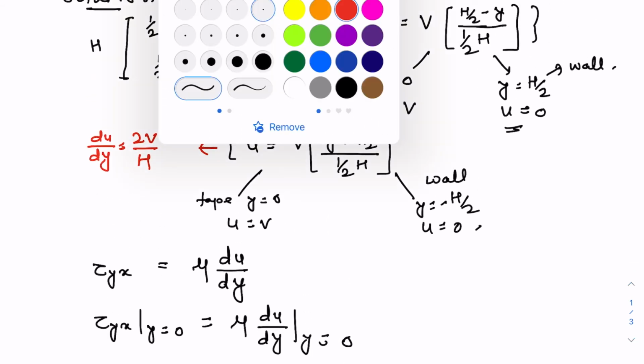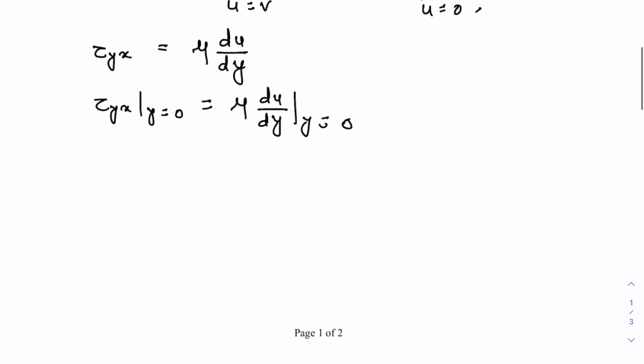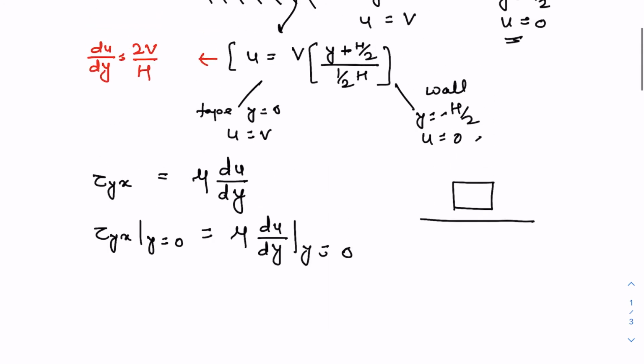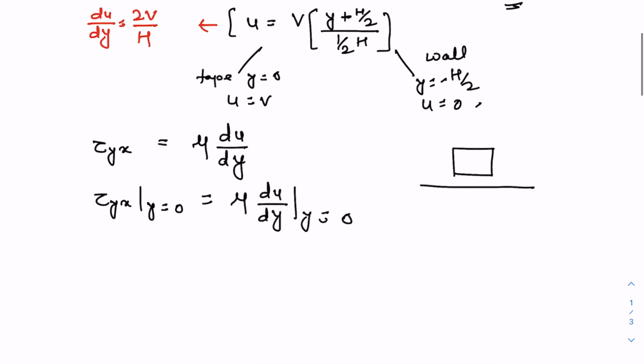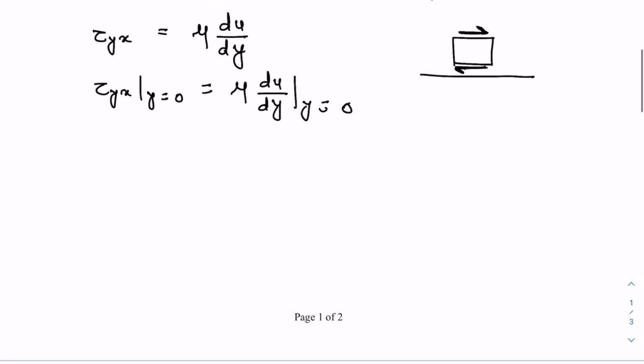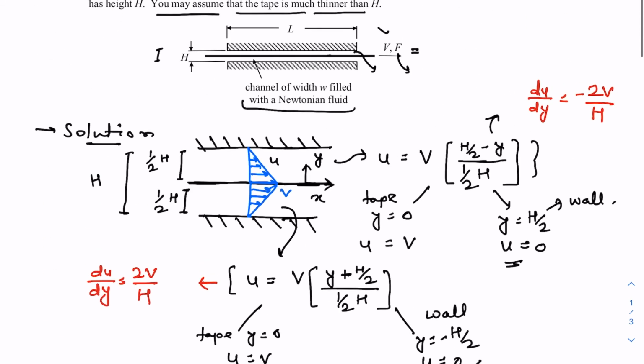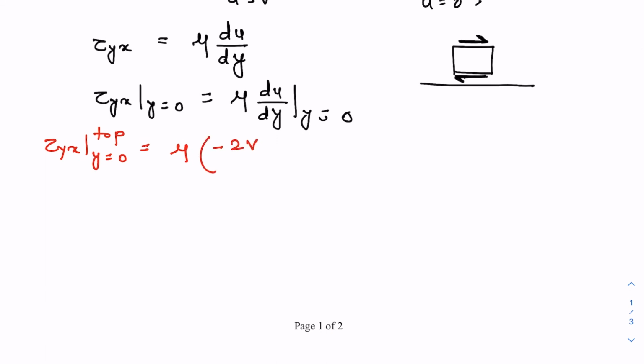And again, if you zoom in near the tape, what you will see is that this is the tape, this is a fluid element in the top channel, and the shear stress acting on this is like this. If the shear stress acting is positive on this face, then it is directed in the z direction, and the positive shear stress on a negative surface is directed in the negative direction. And so tau yx at y equal to 0 for the top channel is basically mu times minus 2v by h.